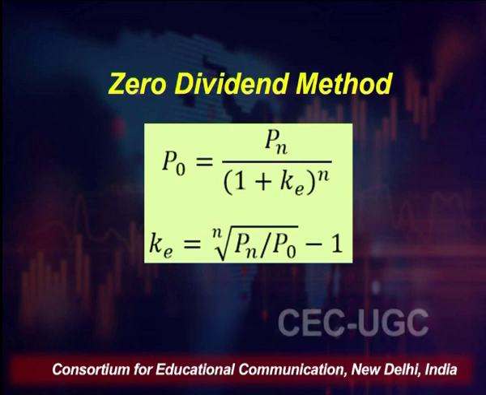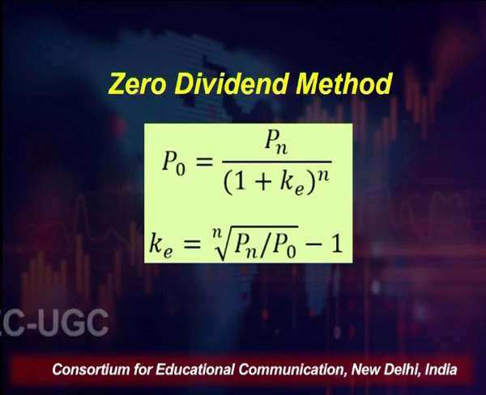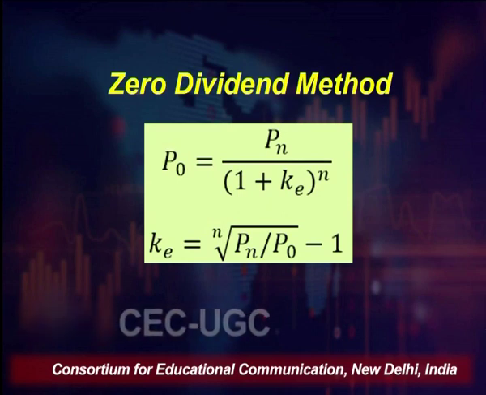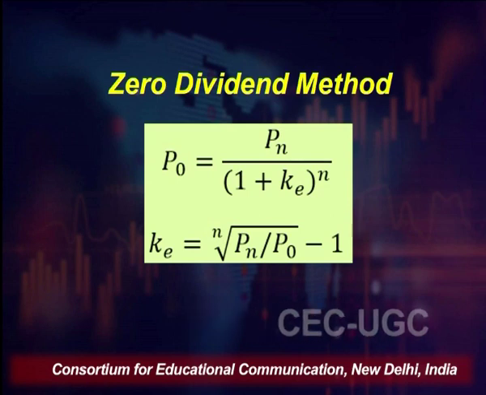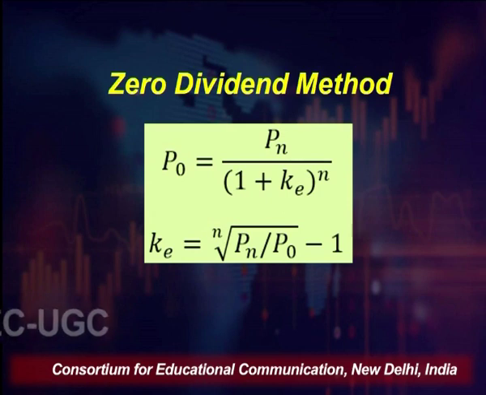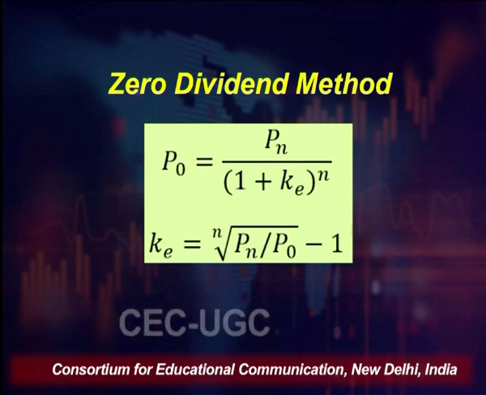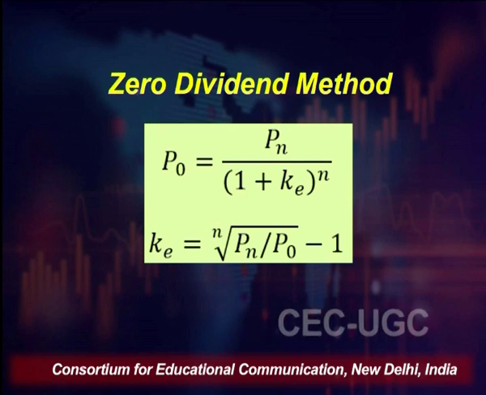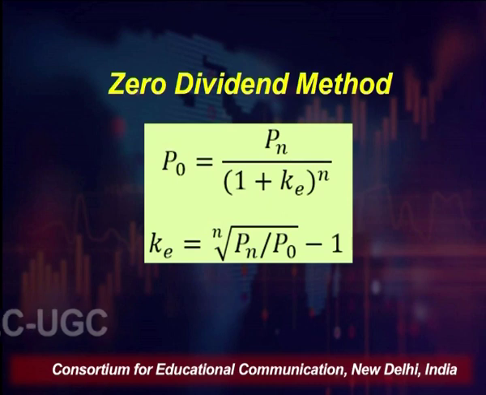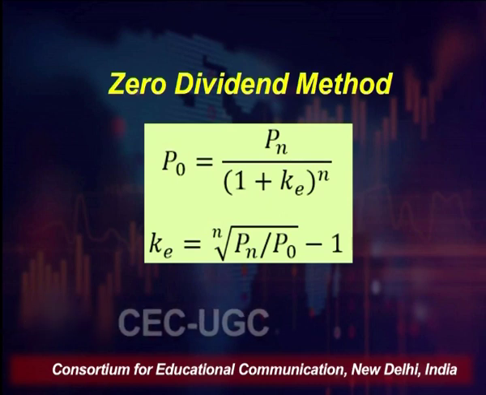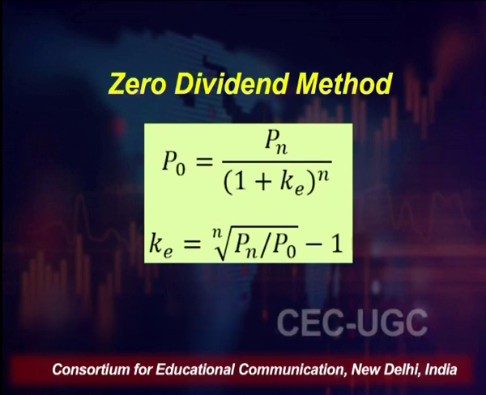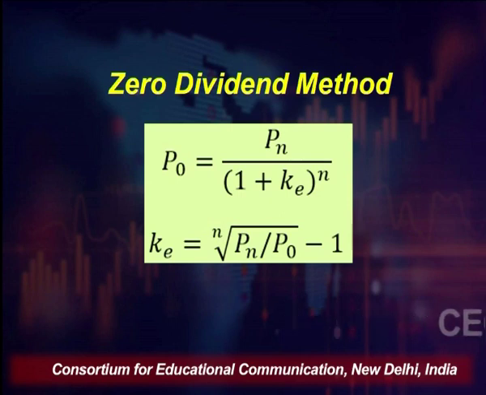And then there is a case when there is no dividend at all, the zero dividend method. In this case, again we will start with the equation where we calculate the value of P0, which is equal to Pn divided by 1 plus Ke raised to the power n. Now, again by shuffling the equation, we get the value of Ke as Pn divided by P0 under root of n, minus 1. This is how we can calculate the value of Ke in case where dividend is 0.